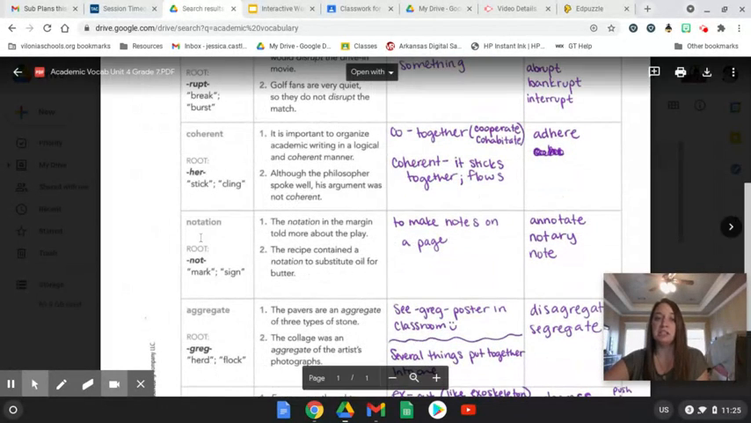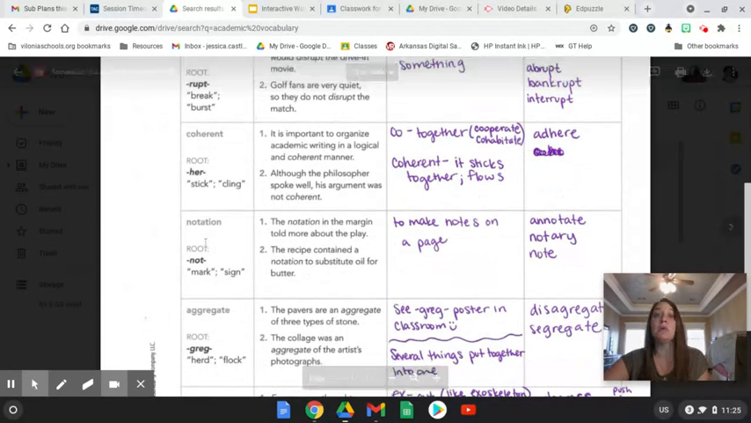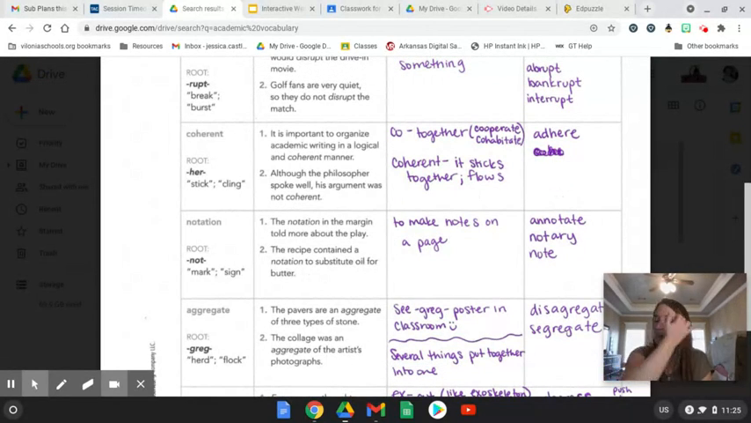All right, notation. We have had this before, some way. Okay, we talked about how note or N-O-T means to mark or to sign. That's why you annotate a text, meaning you mark on the text. So notations in the margin told more about the play. That's going to be writing and marking and signs in the margins of the paper. And so predicted meaning, to make notes on a page.